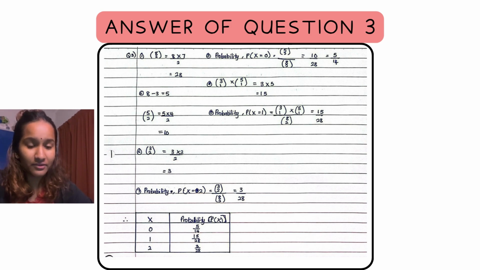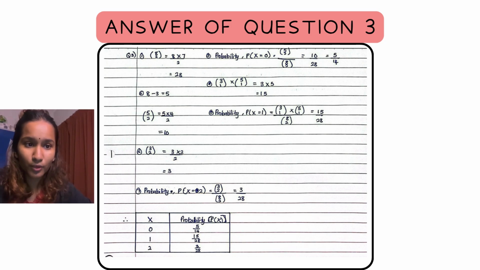Then we need to find the probability for this case. P(X=0) equals C(5,2) over C(8,2). We will get 10 over 28. Simplify that, we will get 5 over 14 for this case. That is the probability. Next, we need to find the number of ways to choose 1 defective microcomputer out of 3 and 1 non-defective microcomputer out of 5. That will be C(3,1) times C(5,1). We will get 15 for this. Then find the probability for case 2. We will get 15 over 28.